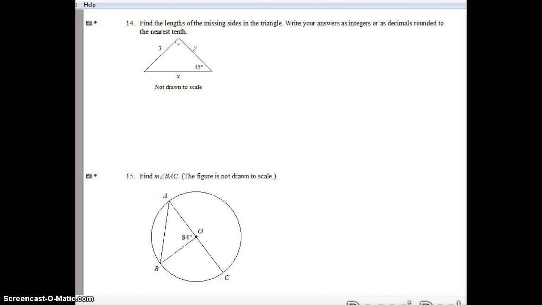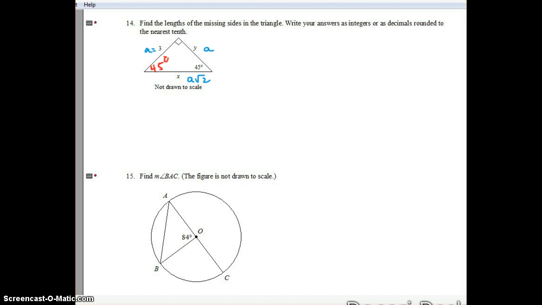Number 14, it says find the length of the missing sides in the triangle. It says write your answers as integers or as decimals rounded to the nearest tenth. If you take a good look, you've got a 45, 45, 90 right triangle. We're just going to use that knowledge. Hope you remember it. If not, you can always use a trigonometry function, sine, cosine, tangent, to help you find out what x and y are. If I have a 45 and a 90, this is also a 45 degree. And with a 45, 45, 90, each of the legs is represented by a, and the hypotenuse is represented by a square root of 2.